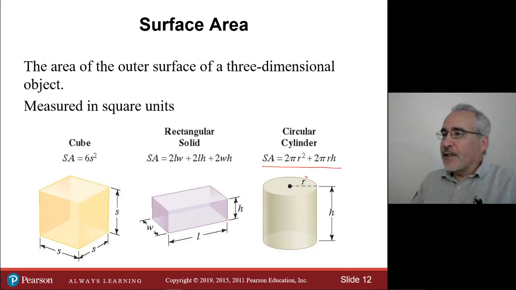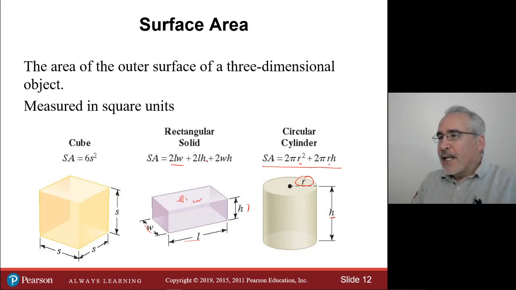Now, a circular cylinder, remember you need radius, not diameter. You'll need to have the height. Rectangular solid, you'll need the length and the width and the height. And notice each one of these is length times width. So where would the length times the width be? There's the width, there's the height. It'd be up here. So it's your top and bottom. So this one here is your length times your width. You got two of them.